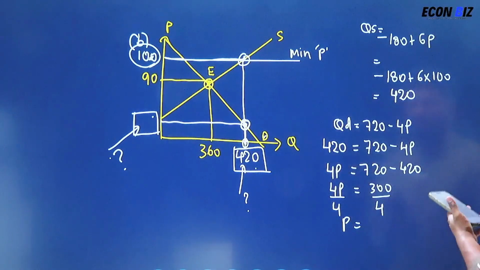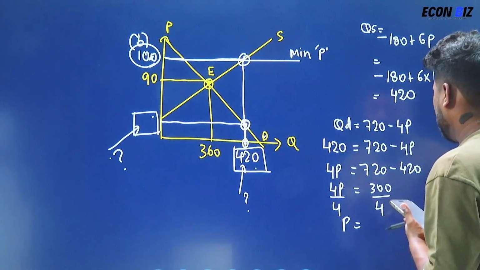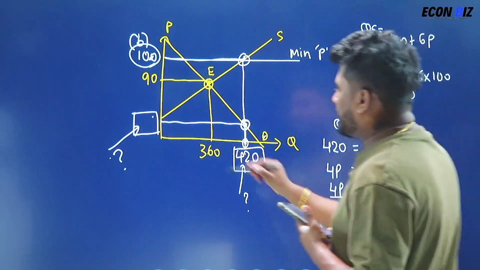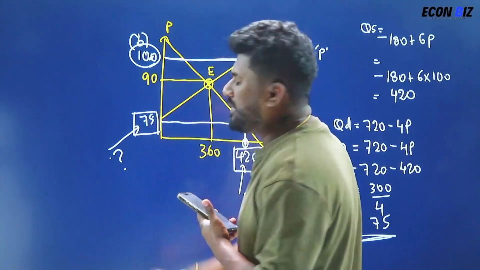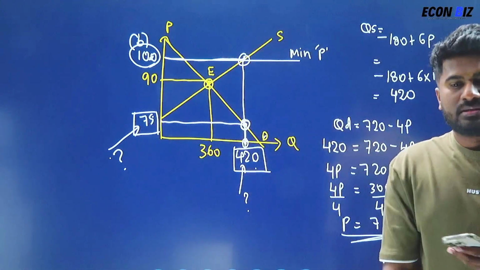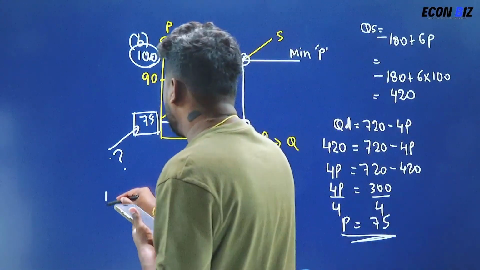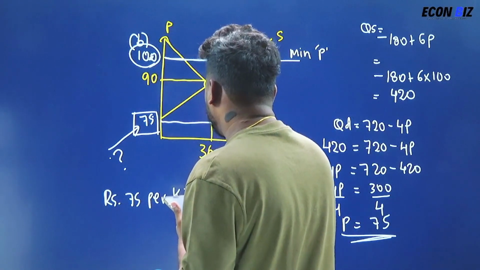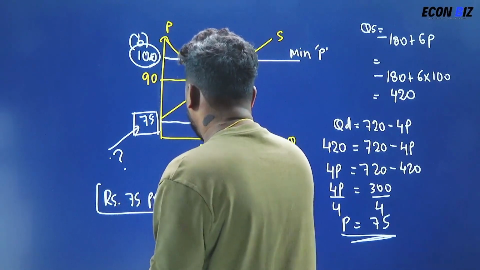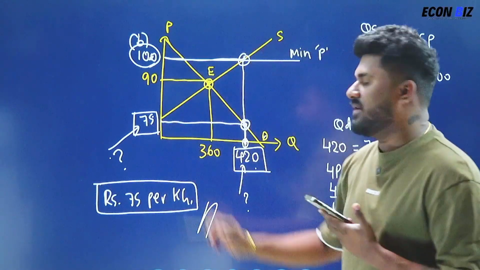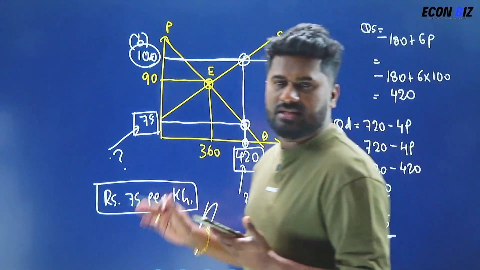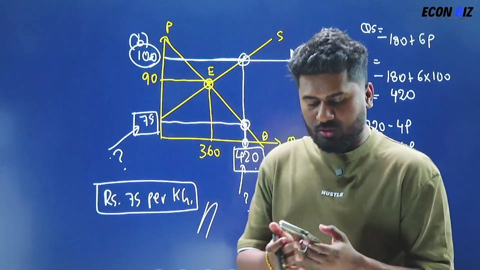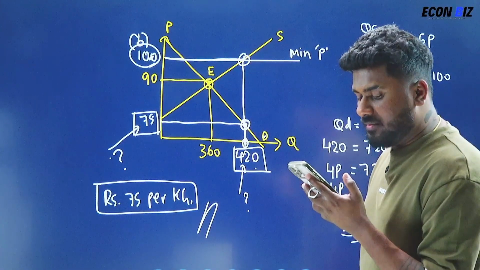Your price is how much? 75. So your answer is 75 rupees per kilogram. This is your answer. So you can see the way we found this 75 rupees. Okay. So that is the answer for part B.